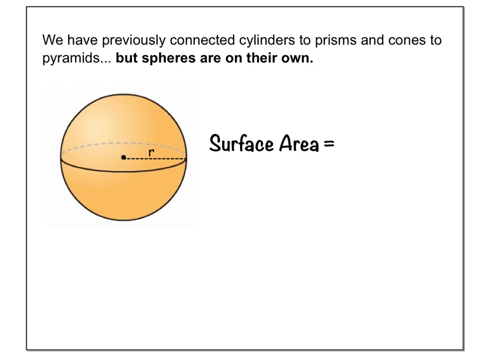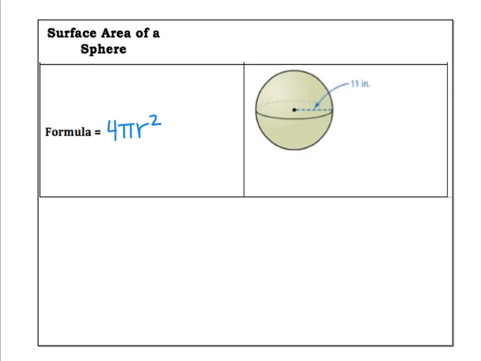Now, spheres are unique. We can't relate them to prisms or pyramids, so their formula is completely on its own. And the surface area for a sphere is 4 times pi times r squared. If you're taking notes, definitely get that formula down. Again, 4 times pi times r squared. And then we'll look at an example together.